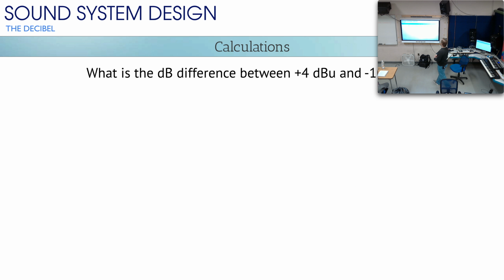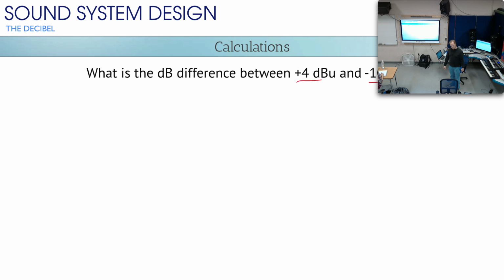What is the dB difference between plus 4 dBu and minus 10 dBV? What's significant about those levels? They are both nominal operating levels for their respective subsets of sounddom. Plus 4 dBu is the nominal operating level for professional equipment, called professional line level, and minus 10 dBV is the nominal operating level for consumer level equipment, or consumer line level.